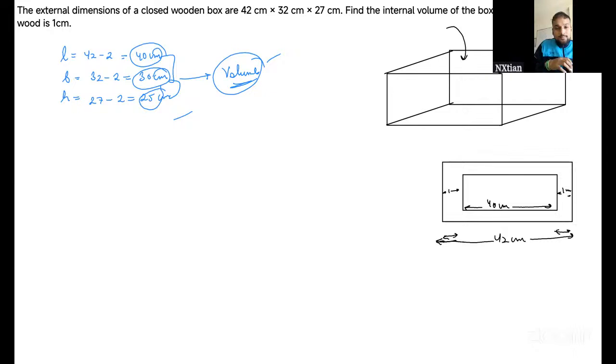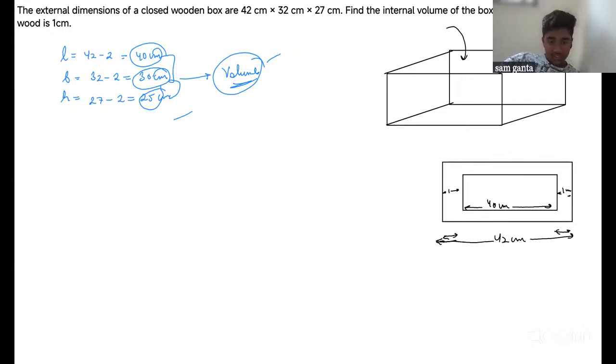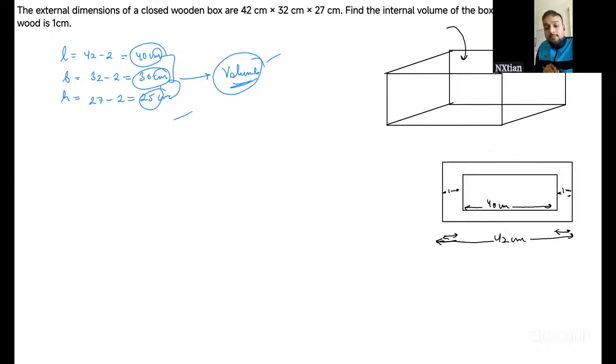Yes, sir, got it. Can you explain the last part again? See, first we have to find the internal dimension. An internal dimension we can find out by minus 2. Why are we doing minus? Because thickness of 1 centimeter is there. So 1 centimeter it's thick from this side, and 1 centimeter is thick from this side also. So it became 2 centimeter basically. So 42 minus 2 becomes 40 centimeter. We got the internal dimension, and we have to use the formula of volume of cuboid.